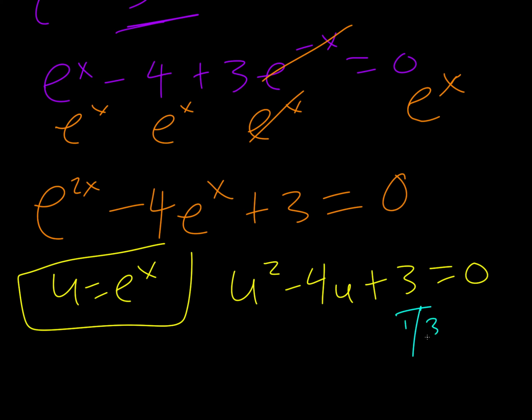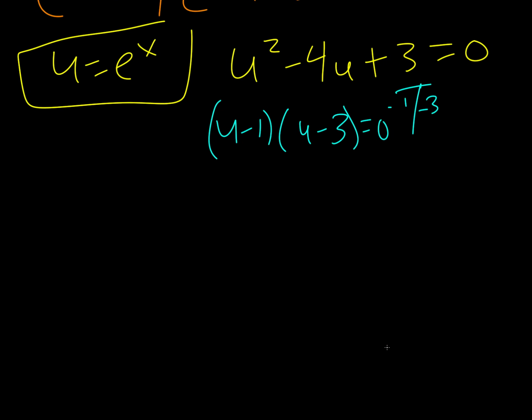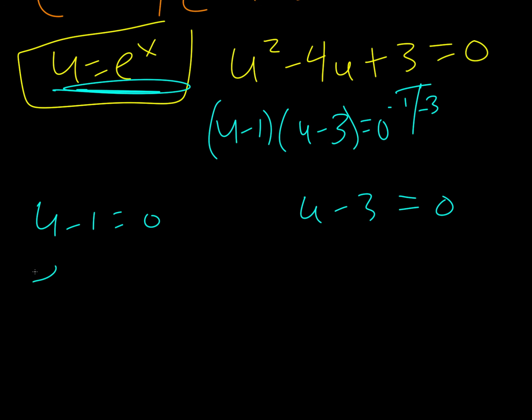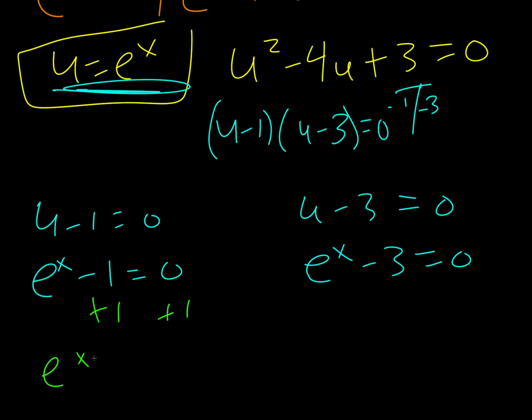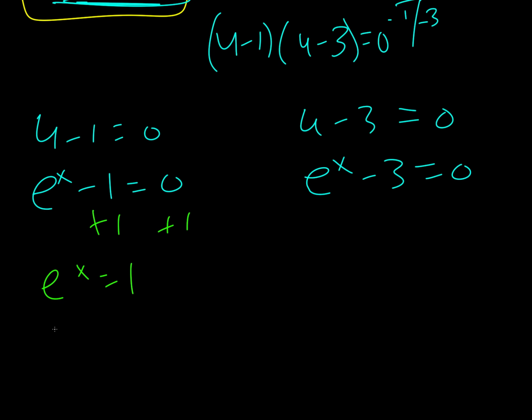To factor that, make those both negative. So we have u minus 1, u minus 3 equals 0. And if we break those both up, we have u minus 1 equals 0, u minus 3 equals 0. Now we're going to substitute this back in, so it's e to the x minus 1 equals 0, and e to the x minus 3 is equal to 0. Add 1, e to the x equals 1. And then to undo the e, we natural log both sides. And so x equals natural log 1.